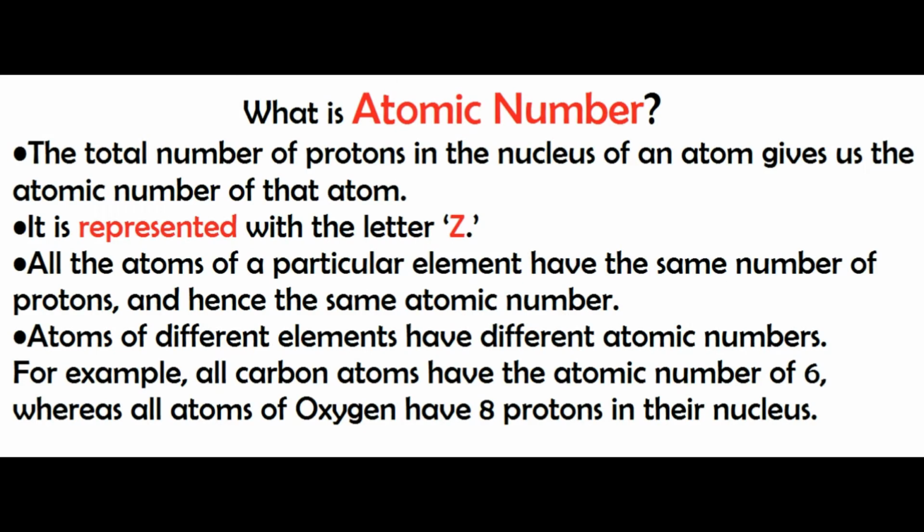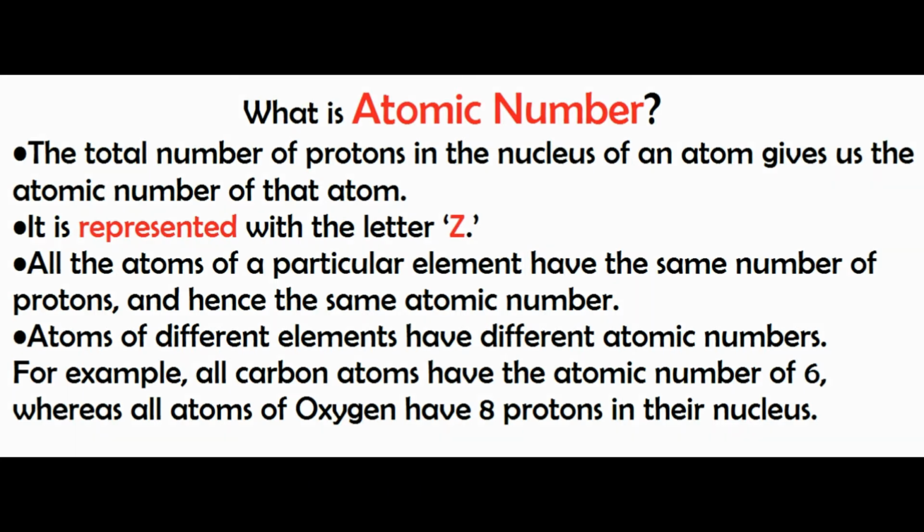So viewers, in this video we will talk about atomic number and mass numbers. First of all, we will discuss atomic number. So what is atomic number? The number of protons present in the nucleus of an atom is called the atomic number. It is represented by capital Z.